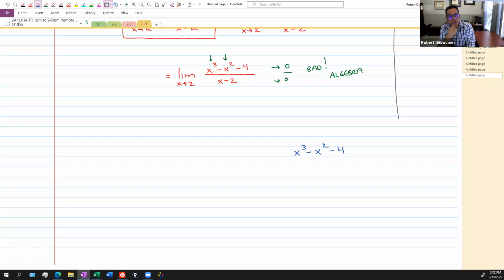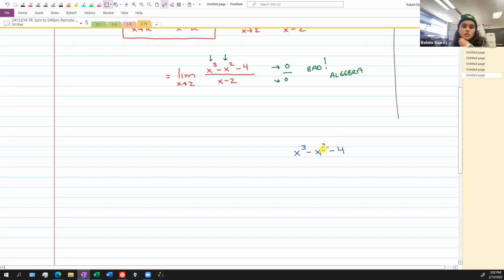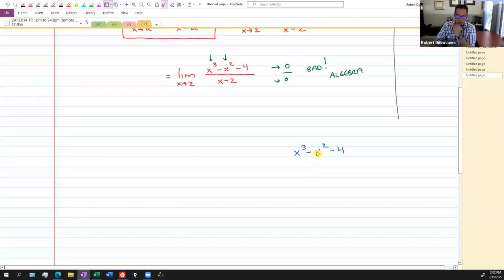Can you do completing the square? No, because this is a cube. Can you do a common factor? Like a GCF? You could pull a common factor out of these two, but in order to pull a GCF, you have to have whatever's there in all three. You have to have it in all three.